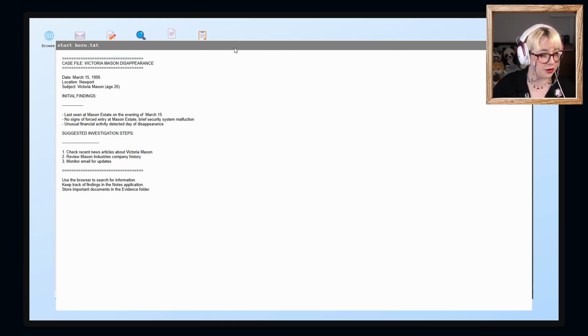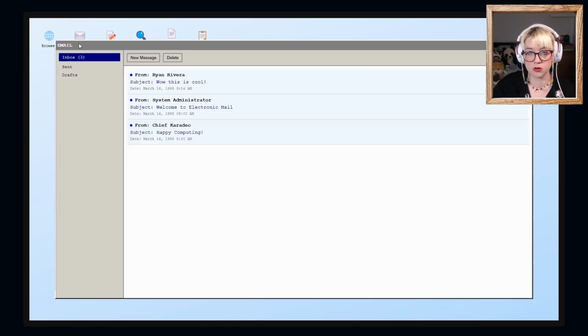I can't move the window, so I was gonna like put it in the corner, but I guess we just gotta start, so.